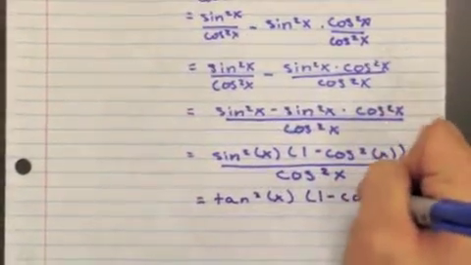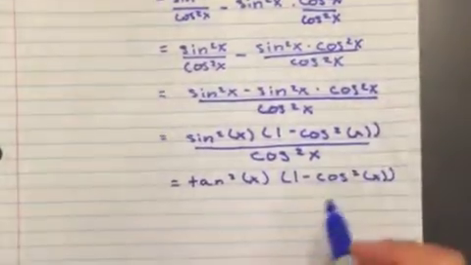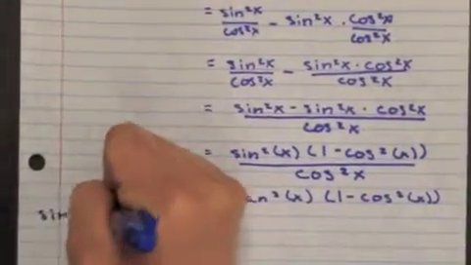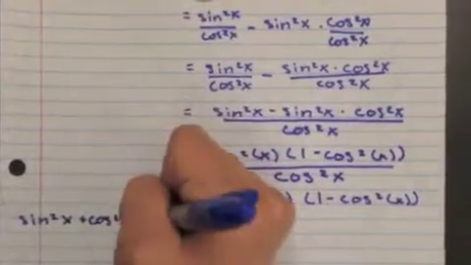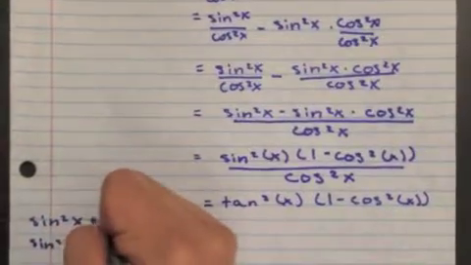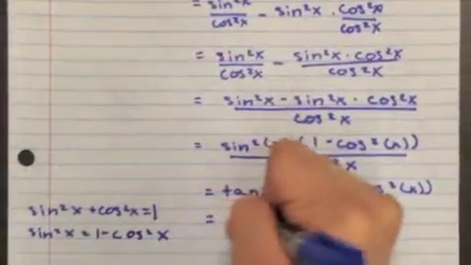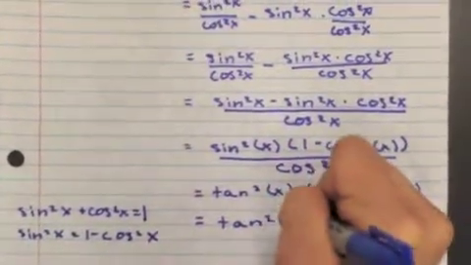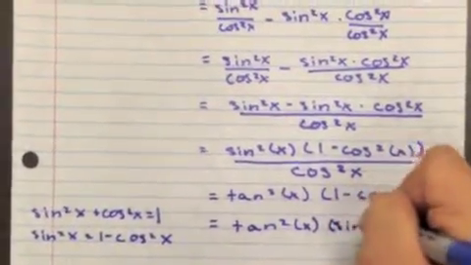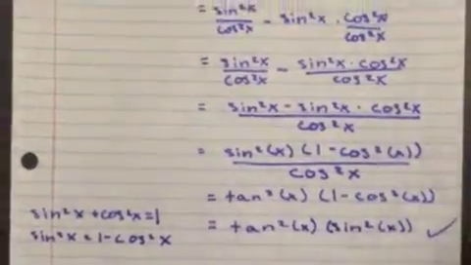Times 1 minus cosine squared x. And now using the Pythagorean identity that says sine squared x plus cosine squared x is equal to 1, you can manipulate that into sine squared x equals 1 minus cosine squared x. So you have tan squared x times sine squared x, which is the same thing here. So you've just proved it.